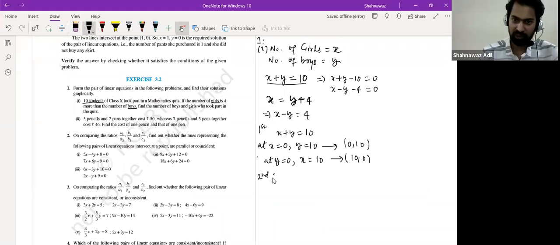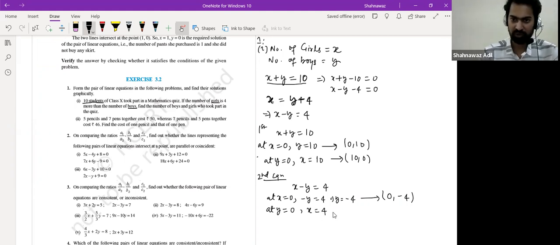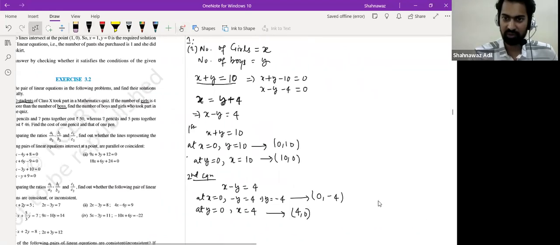And for the second equation, we have x minus y equals 4, right? So for x equals 0, we have minus y equals 4, which is y equals minus 4, right? Yes, sir. So this is 0 comma minus 4. And at y equals 0, we have x equals 4, right? So this is 4 comma 0. Understood? Yes, sir. So let's just draw the graph.